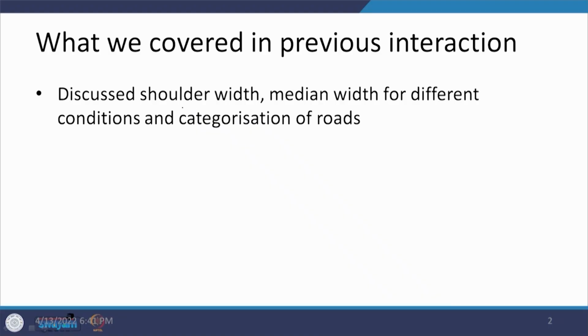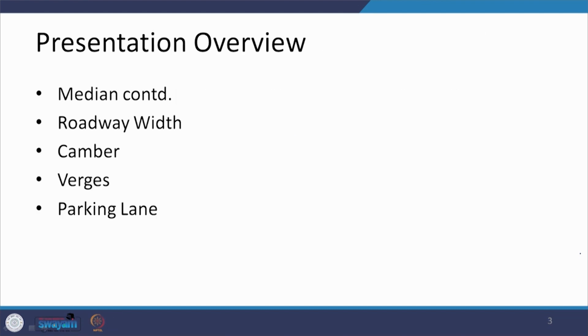Dear students, let us start again with our course on geometric design and module 2, which is related to cross sectional elements. In our previous interaction, we discussed the shoulders and we also talked about the median width, which is there for the different conditions of roads or the categorization of the roads. Now, let us move ahead and talk about what we are going to discuss today.